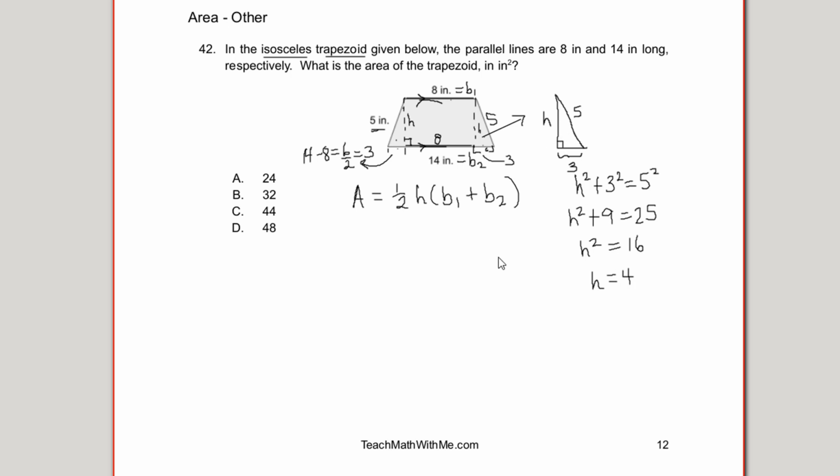I think we've got everything to plug in now. So A is going to be equal to 1/2 times height, which is 4, times B1, which we said was 8, plus B2, which is 14. Let's simplify.